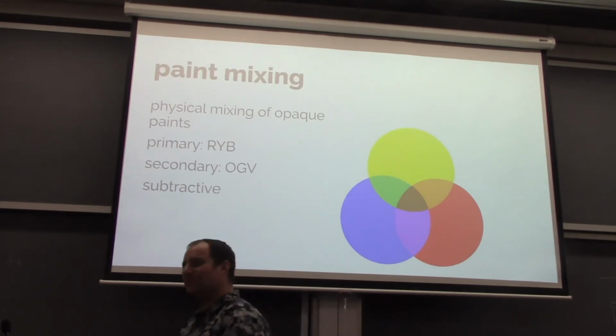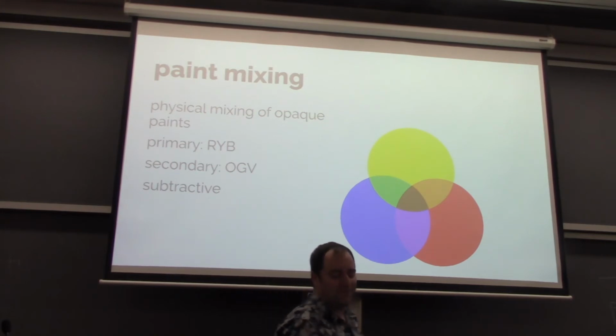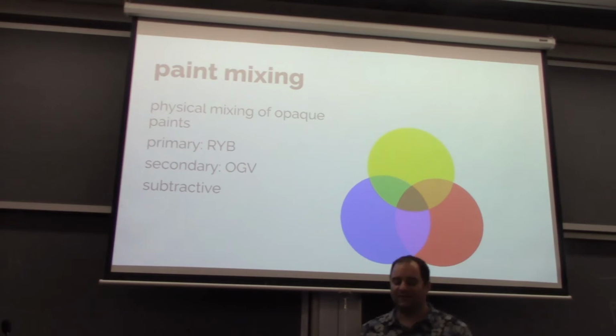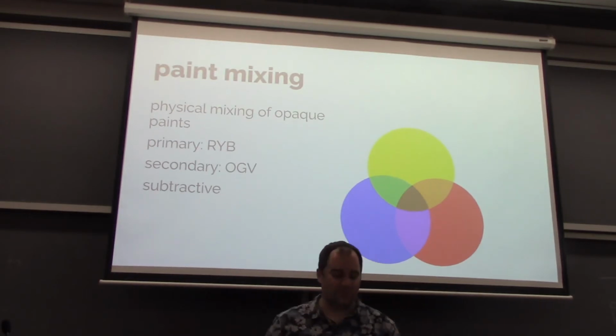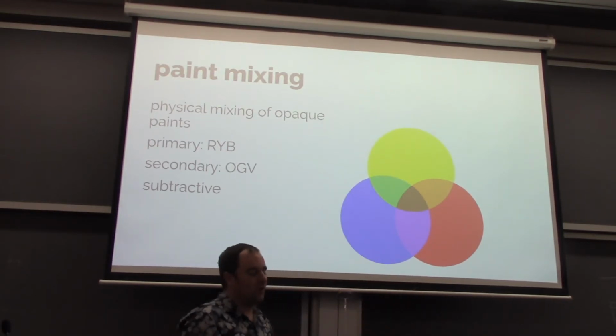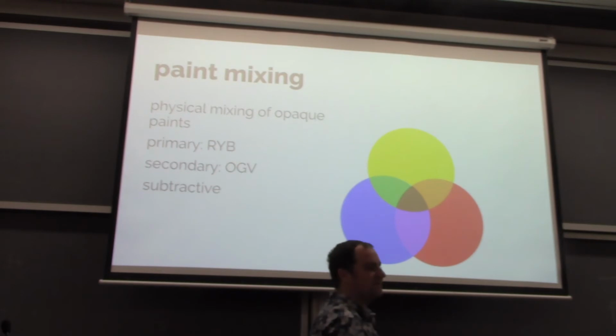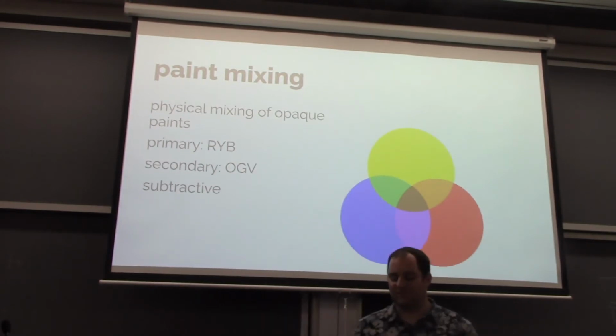Well, there are a couple of different ways we can create colors. We can mix paint, physically mixing opaque paints, something that is not translucent. And then we have red, yellow, blue as our primary colors, or orange, green, and violet as our secondary colors. So these are subtractive colors, using the reflective properties of material as I just mentioned.